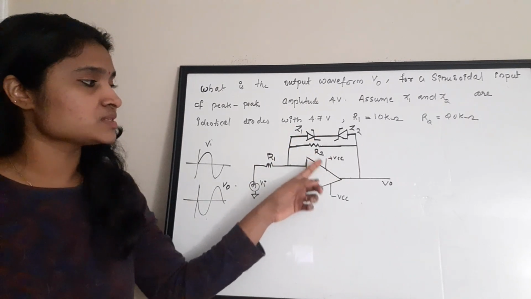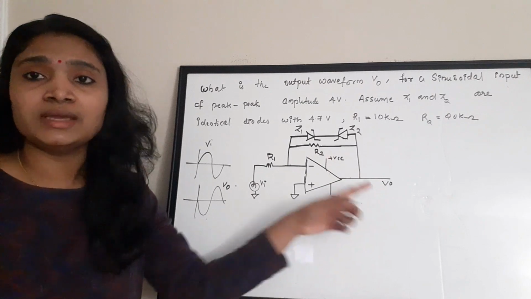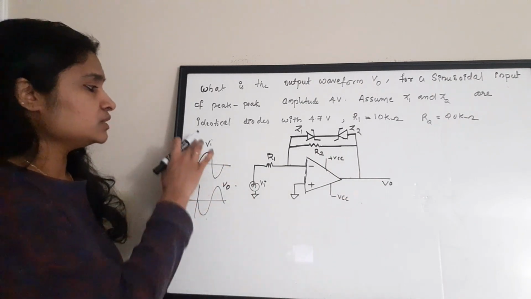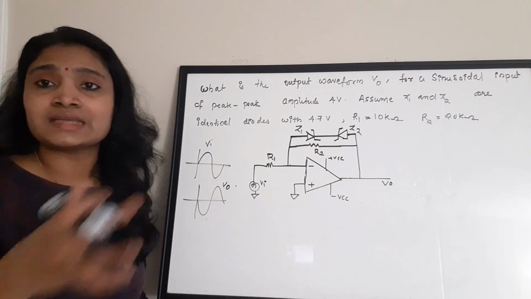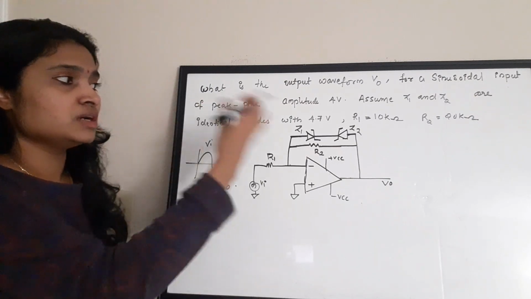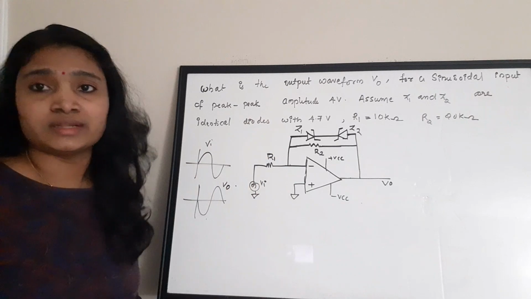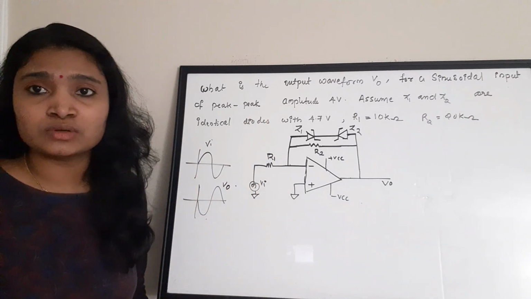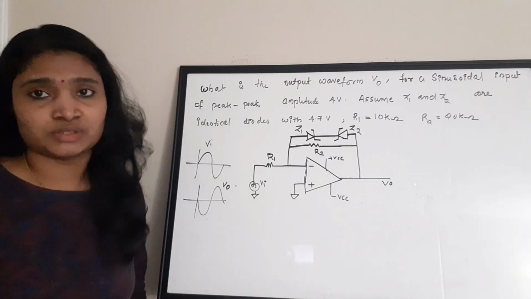Okay, so since the input is connected to the inverting terminal, your output will be the inverted form of your input. That is the only difference. The peak to peak voltage of input and output is exactly the same. There is no effect happening due to the Zener diodes or anything. Okay, so that is the answer. The output will have the same amplitude as your input, but it is an inverted version.